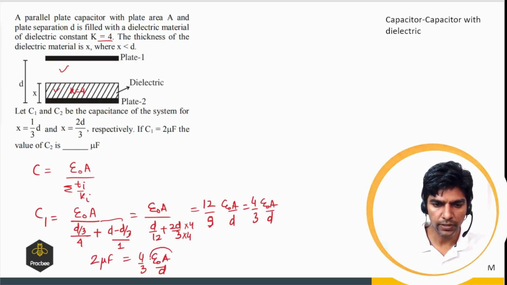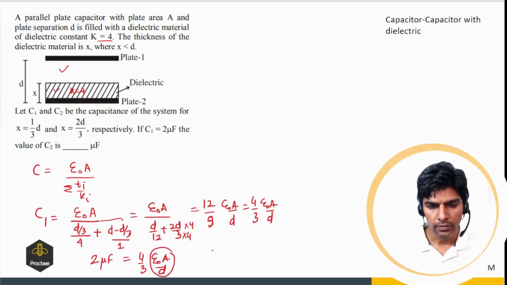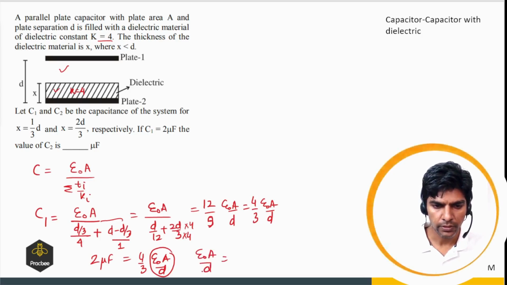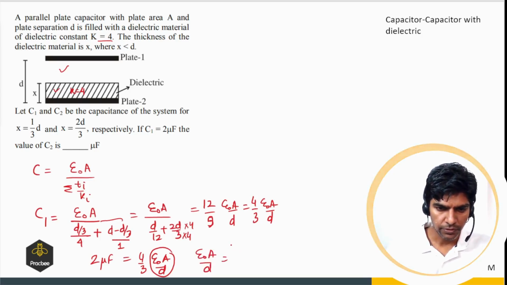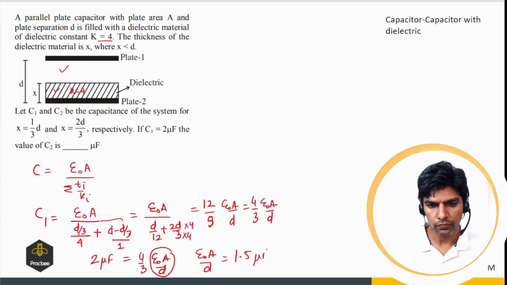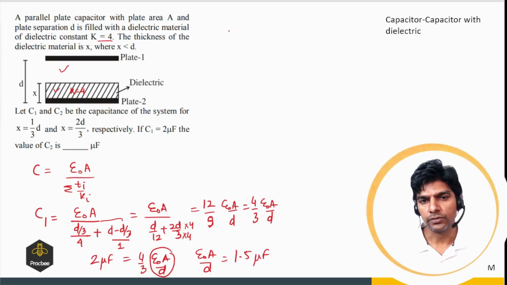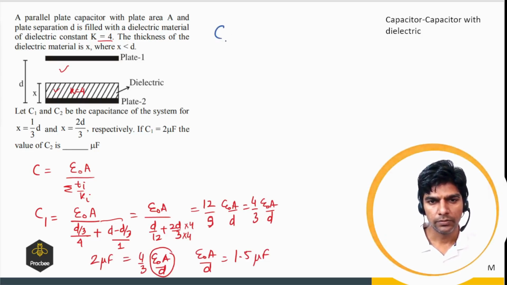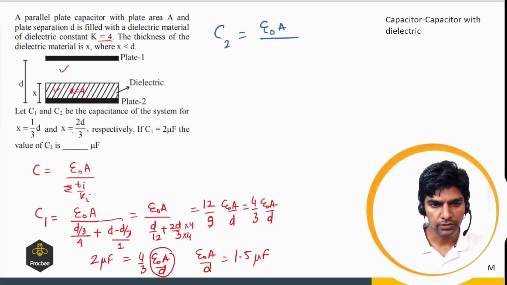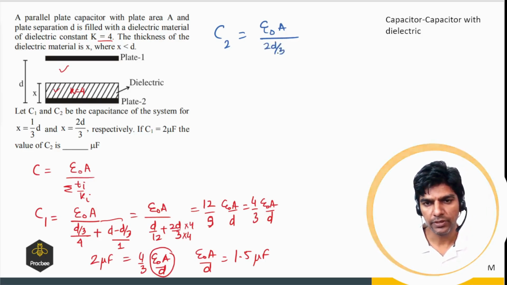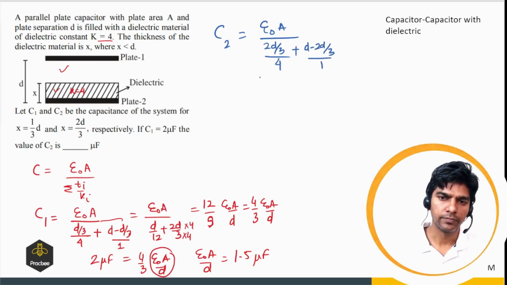Now from this we can find the value of epsilon naught A by d. It comes out to be 3 by 2, so 1.5 microfarad. Now let us find C2. So C2 will be epsilon naught A divided by the thickness x is 2d by 3, so 2d by 3 divided by 4 plus d minus 2d by 3 divided by 1.